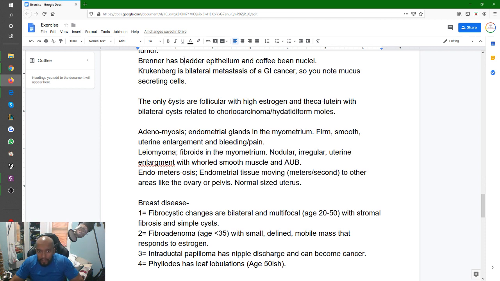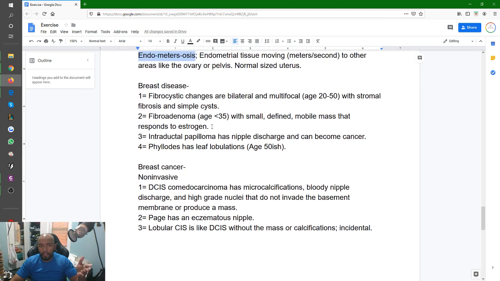The only cysts that we were worried about that we need to know for the test are the follicular one, which makes high estrogen. So, of course, estrogen leads to endometrial thickening. And then the theca lutein one, which is a bilateral group of cysts related to choriocarcinoma or hydatidiform moles. Nothing crazy there either. Right? And then we looked at some uterine conditions like adenomyosis, leiomyoma, endometriosis. Right? Just a couple more notes to remember them. And then the basic breast diseases, right?